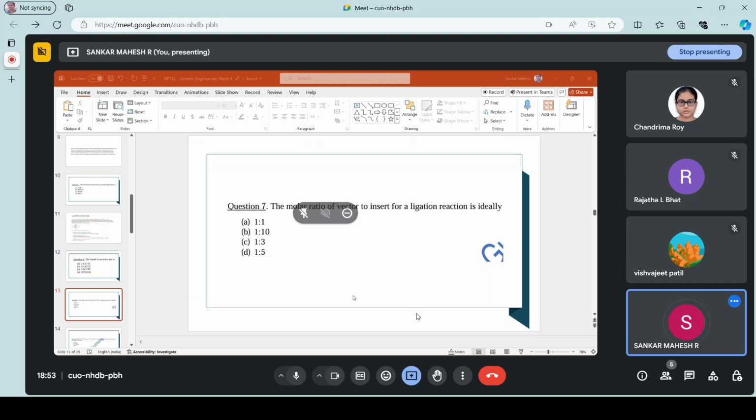Okay. Yes, it's because it's just the four of us, we'll have it like a small discussion. What do you guys know about ligation? Anyone can unmute and talk.